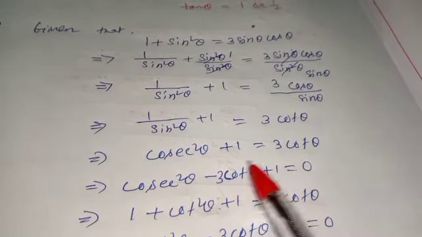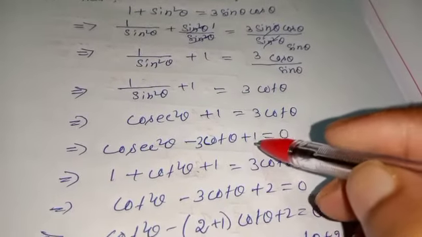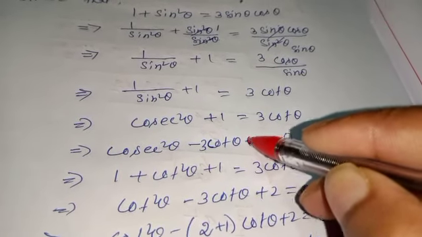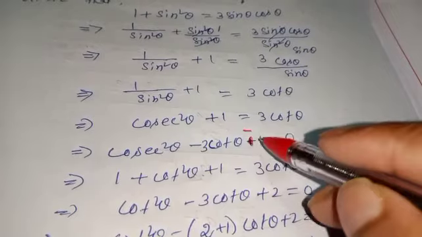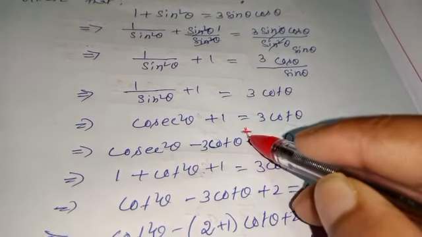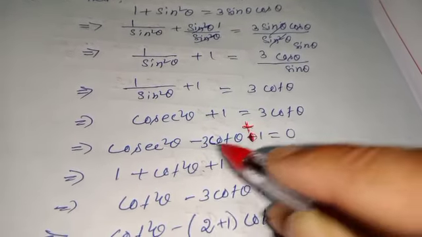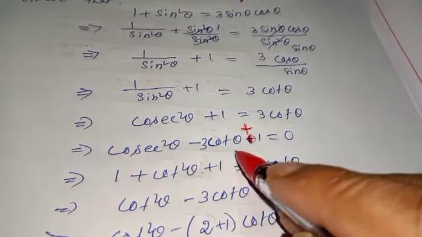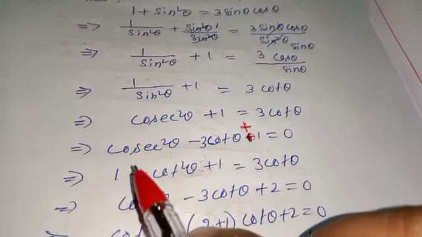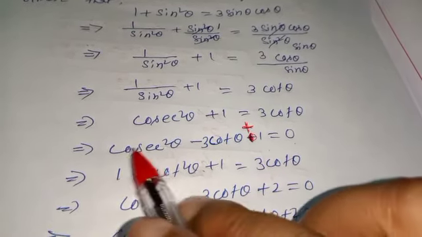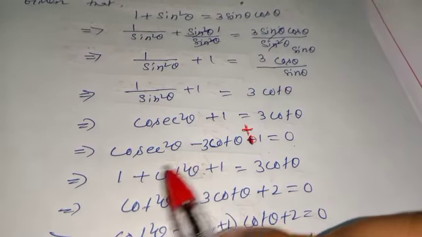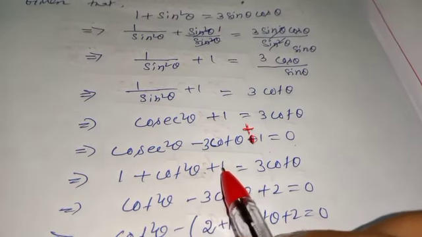Now transpose 3 cot theta and 1 to the left side. Sorry, this is minus 1. You will get, sorry, plus 1, correct. Not minus 1, plus 1. So cosec square theta minus 3 cot theta plus 1 is equal to 0. Then cosec square theta, what can you write it as? According to the identity, 1 plus cot square theta, plus 1.